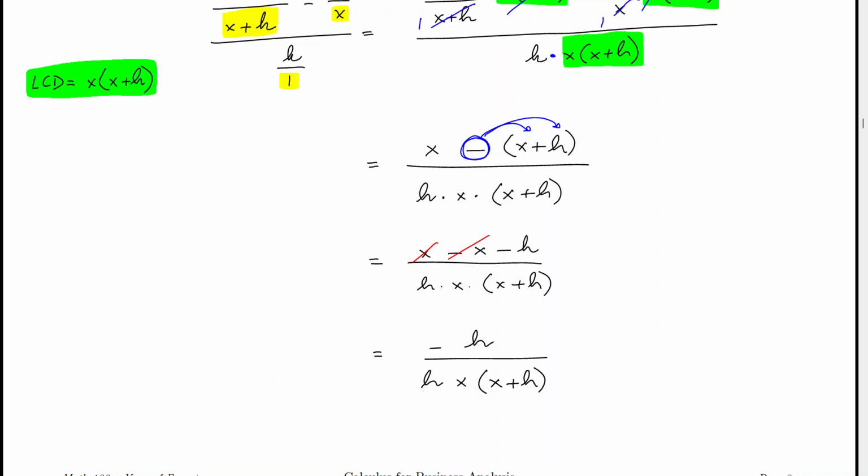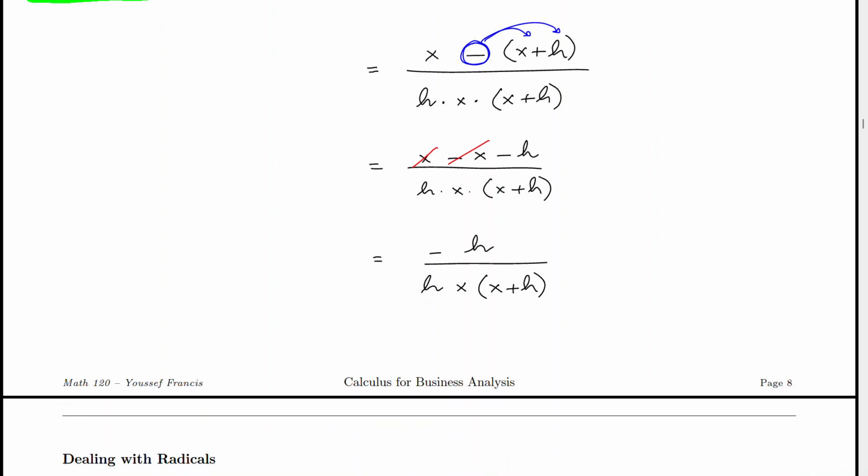Now, since all of these guys are being multiplied with each other, we can finally remove the h from the numerator and the denominator and reduce it to 1. And so the final answer will be a negative 1 on the numerator with x times x plus h next to it on the denominator. And that's it.